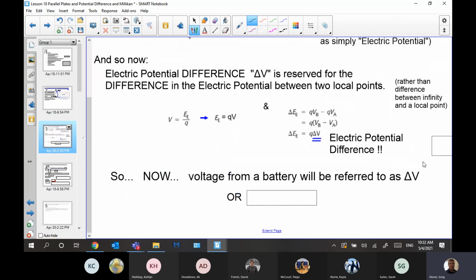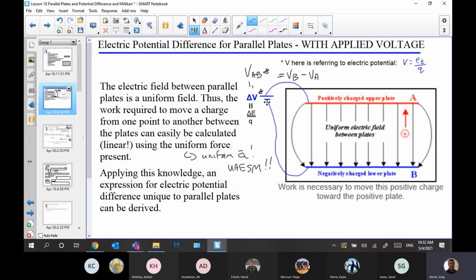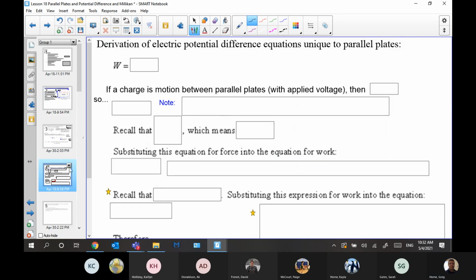All right, down here. Oh yeah, so now voltage from a battery is actually referred to as delta V or VAB, VB minus VA, right? So that's why in this equation I'm actually saying delta V on purpose. The textbook doesn't always though. Anyways, so we know that work done is force times distance, right? That's a known thing from grade 11. So put a check mark beside that, like, yep, I remember that.